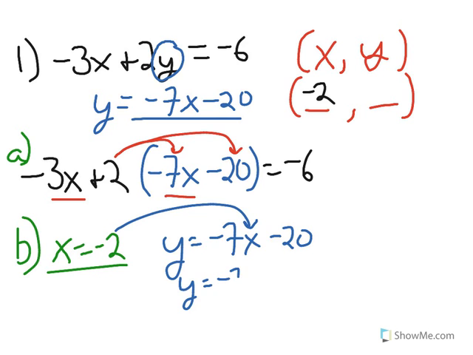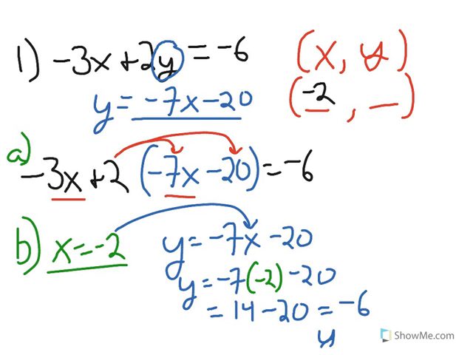So y equals negative 7 times my x value of negative 2, minus 20. So negative 7 times negative 2 is positive 14 minus 20. So y equals negative 6. That is my answer. My answer is that for this system, x equals negative 2 and y equals negative 6.